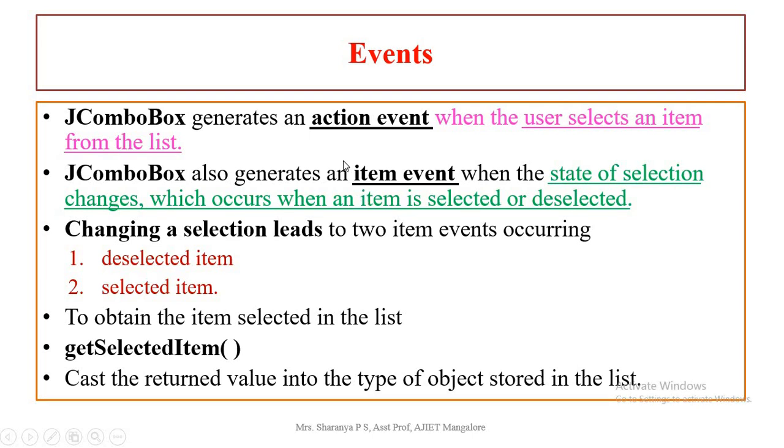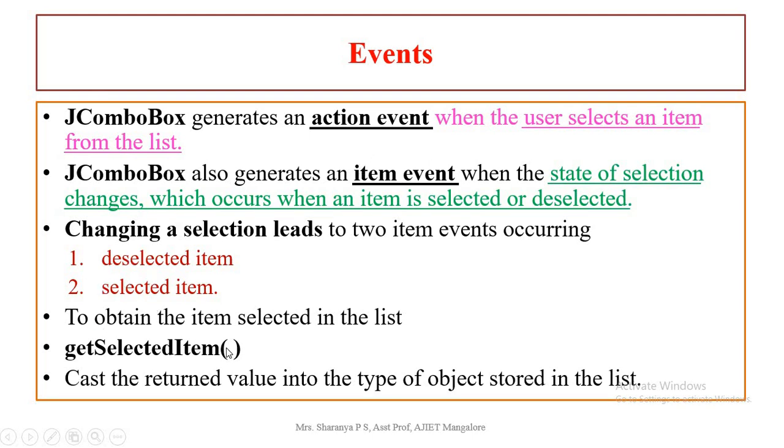What is this action event? Suppose the user selects an item from the list, then during that time an action event will be generated. Suppose the user deselects some item which is already selected, or changes some item which is already selected, during that stage an item event will be generated.